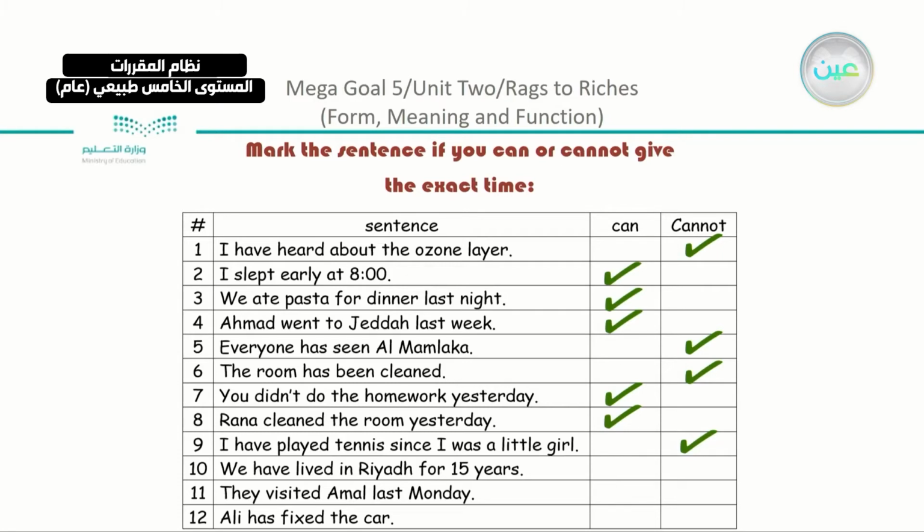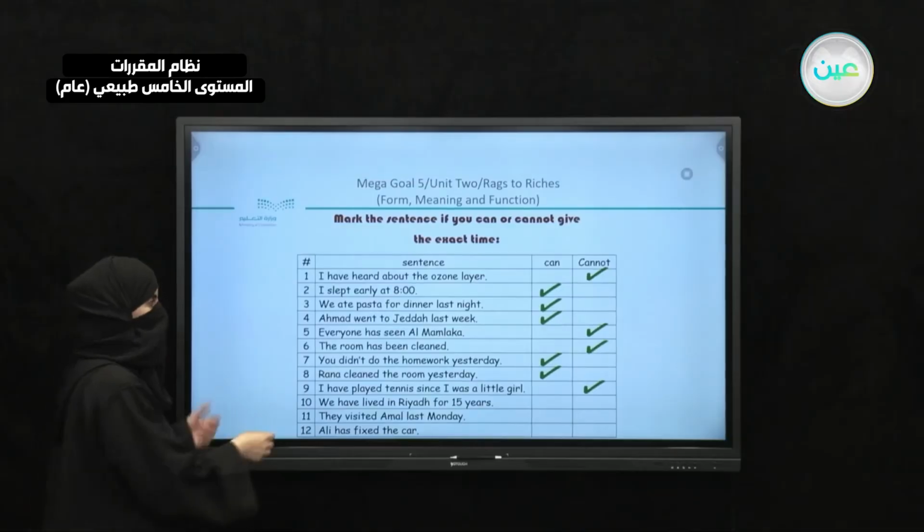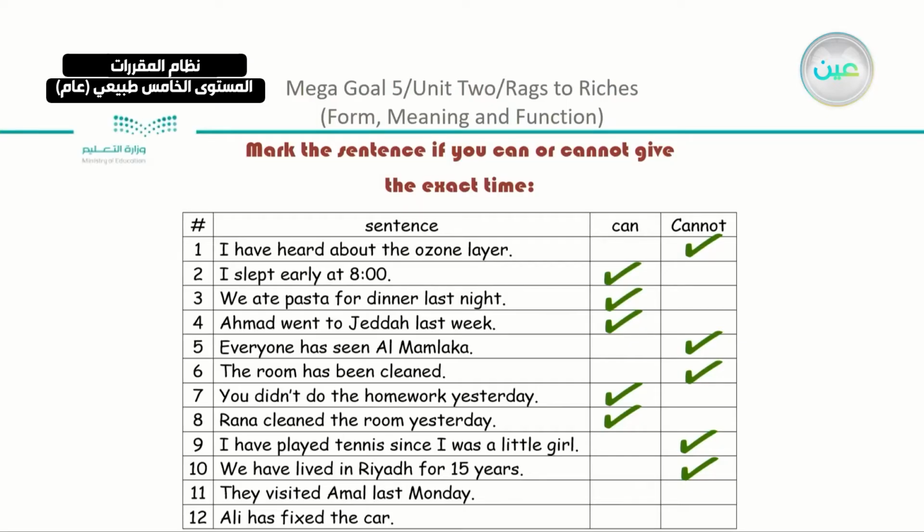Number 10, we have lived in Riyadh for 15 years. Just to focus on this sentence, I did not give an exact time for an action. I just showed the period, the period of how many years I have lived in Riyadh. So 15 years is not an exact time, which means that I cannot. They visited Amal last Monday. Last Monday means that I can. And Ali has fixed the car. There is no time mentioned, which means that I cannot.